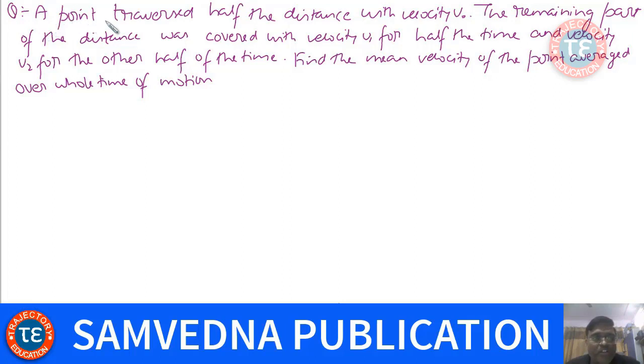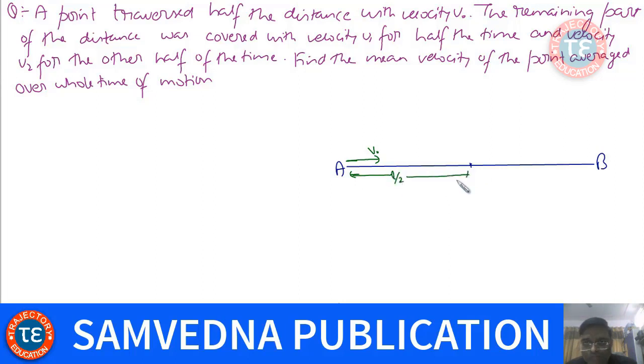The question is, a point traversed half the distance with velocity V naught. Suppose L is the total distance from A to B. So half of the distance, the point travels with velocity V naught, and this distance is L by 2, and the total distance is L.